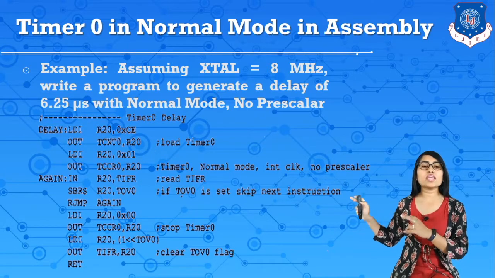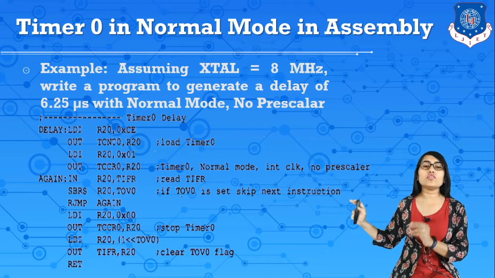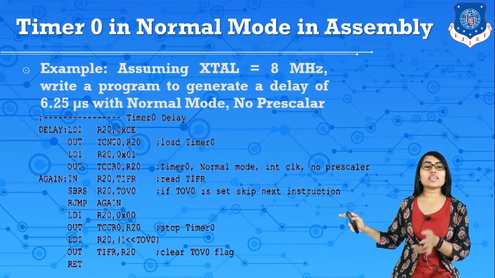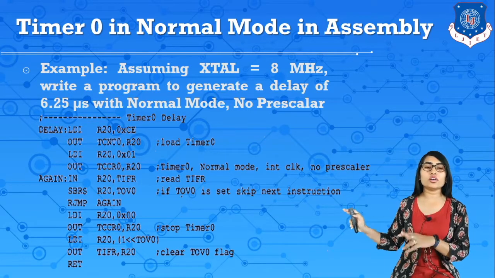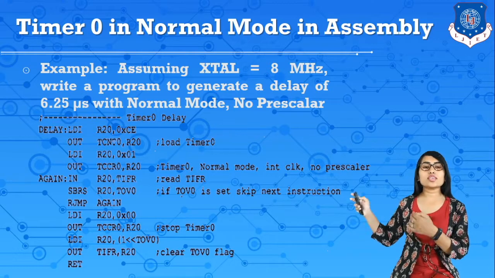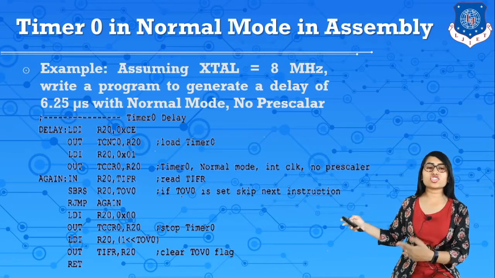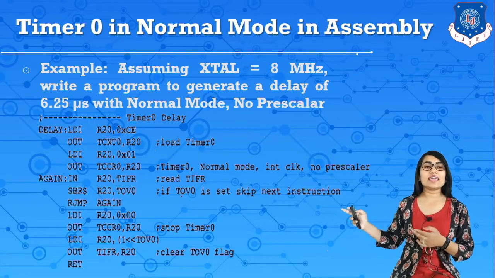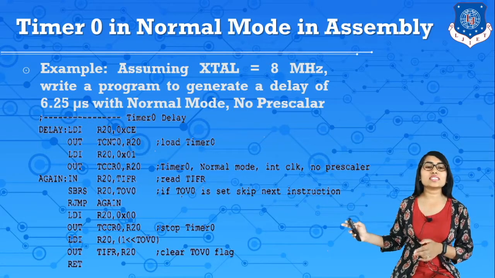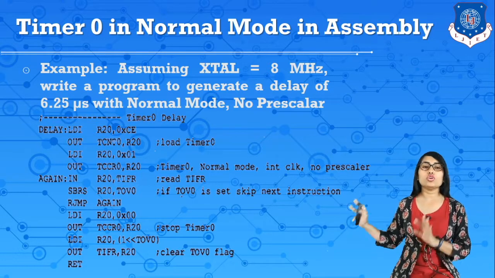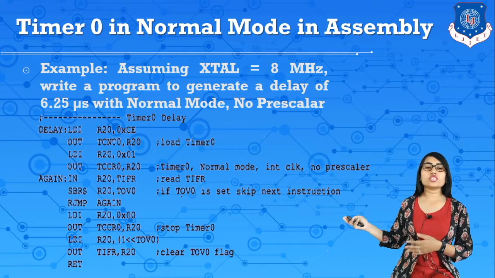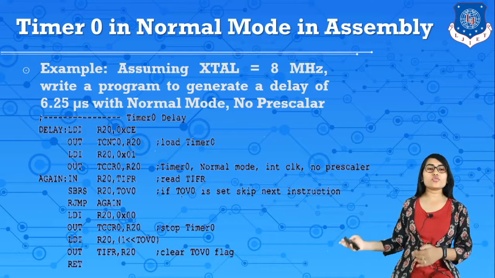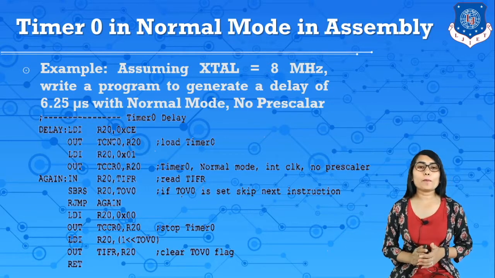So the SBRS instruction is used to check the value of TOV0. If TOV0 is equal to 1, then it skips the next instruction, otherwise it jumps to the location of TIFR, so it continuously jumps and monitors the value of TOV0. As soon as it becomes 1, it skips the next instruction, and the next instruction is LDI R20, 0x, which goes into TCCR0. So TCCR0 is equal to 0. Whenever TCCR0 is equal to 0, timer 0 stops, TOV0 is also cleared, and we return. So this is the normal mode operation in assembly.